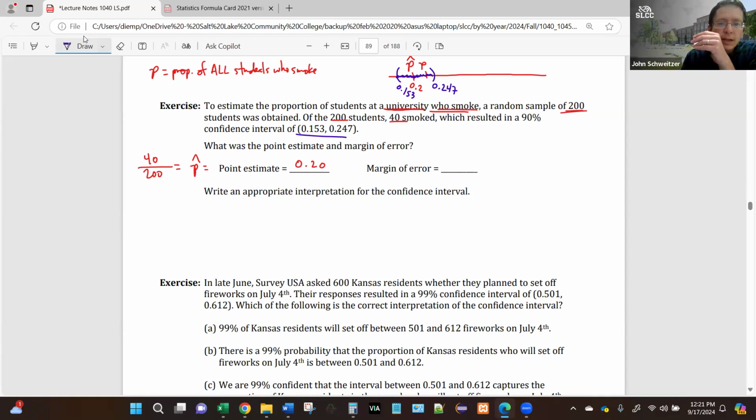So the point estimate is 0.2. That goes right in the middle of the interval. What is the margin of error? Well, the margin of error is the distance from the center, the point estimate, to the endpoint. So we have 0.2 in the middle, and at the right endpoint we have 0.247. If I subtract the midpoint from that right endpoint, I get my margin of error of about 5%. So the margin of error there is 0.047.